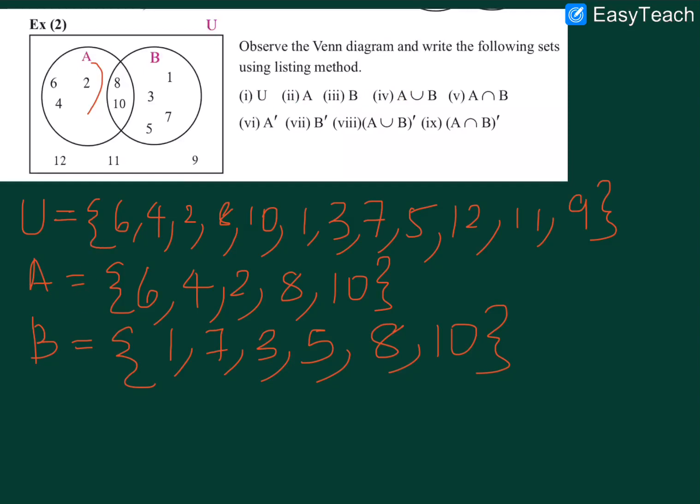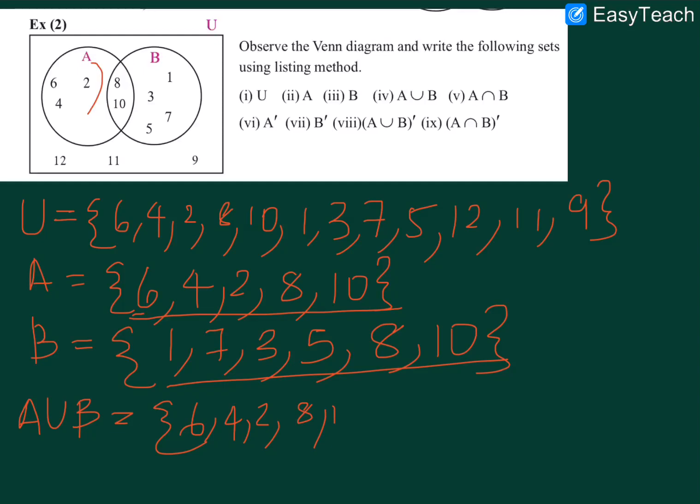What is next? A and B I have found, and A union B is the next one. So I am finding A union B. We have seen that A union B is the elements in both A and B. So it will be the set of all the elements in A and B: 6, 4, 2, 8, 10, 1, 7, 3, 5. 8 and 10 are already written, so I am not repeating them. We have to write each only once in a set. So this is the set A union B.